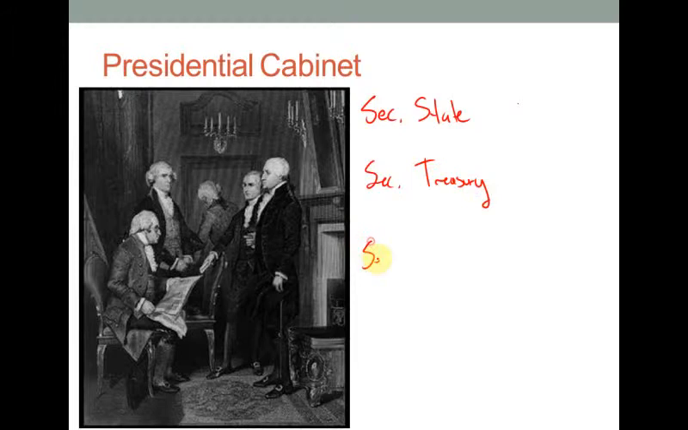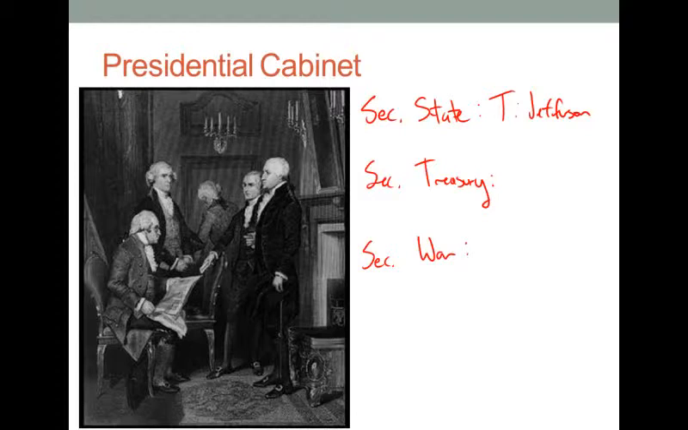Not Secretary of Defense yet. We changed that later. That's after World War II. It's Secretary of War. So, Secretary of State is who? Does anyone remember who Secretary of State is? Not Hamilton. I'll give you a hint. He wrote the Declaration of Independence. TJ, Thomas Jefferson. He is our Secretary of State.